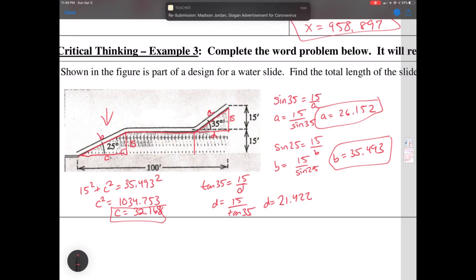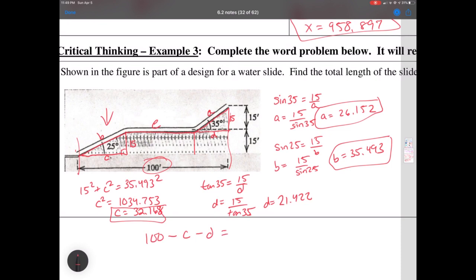Now you might ask, why did I find D? Because I know A and B, but I don't know this middle section here, and I'll call this E. Well, the whole thing from here to here is 100. So 100 minus C minus D will give me that E part, that middle part that I need to find the length of the actual water slide. So that's why it was important for me to find C and D. So 100 minus 32.168 minus 21.422 gives me E, which is 46.41.